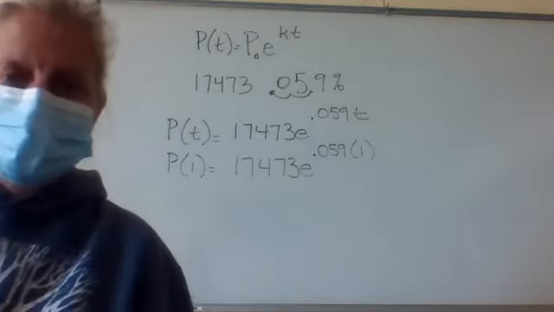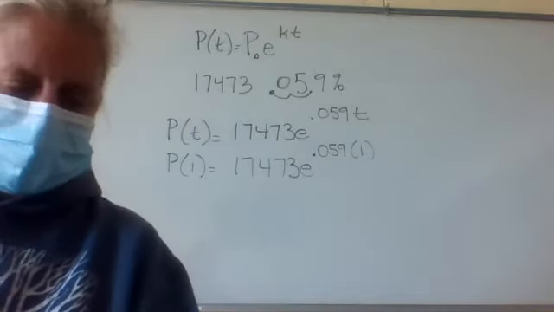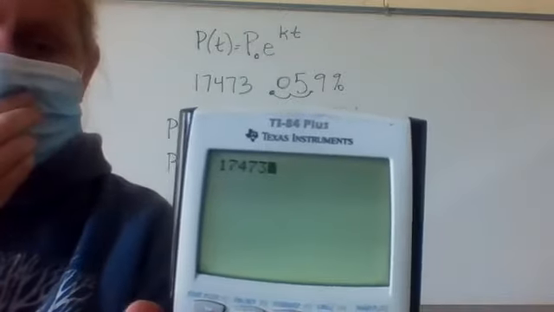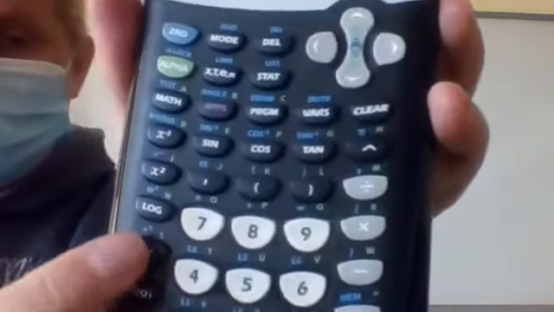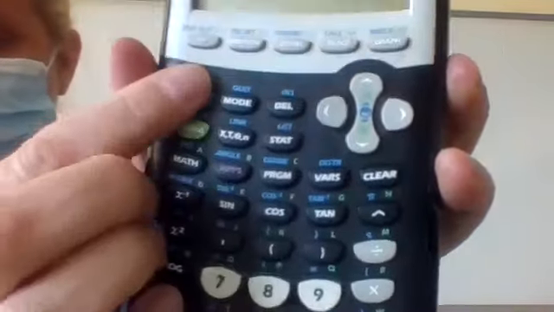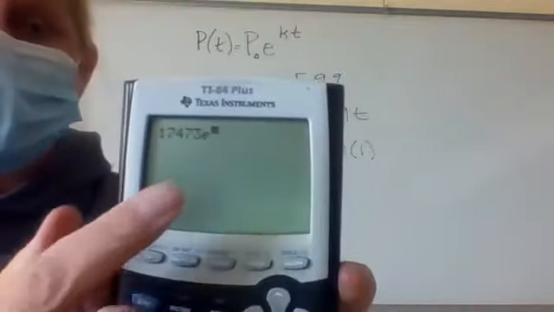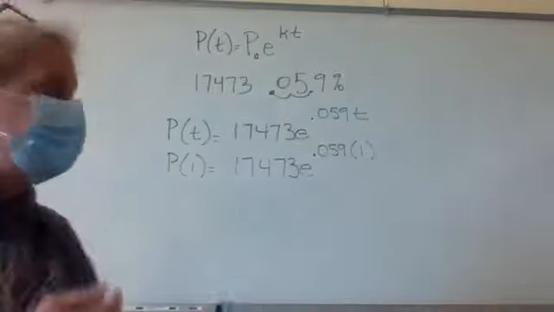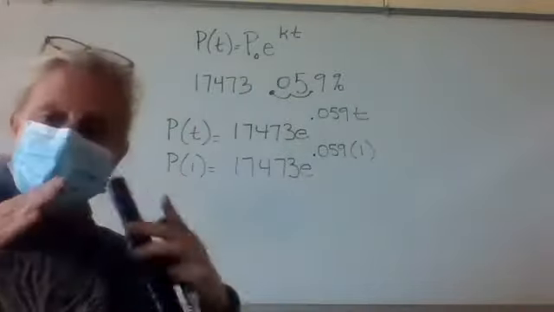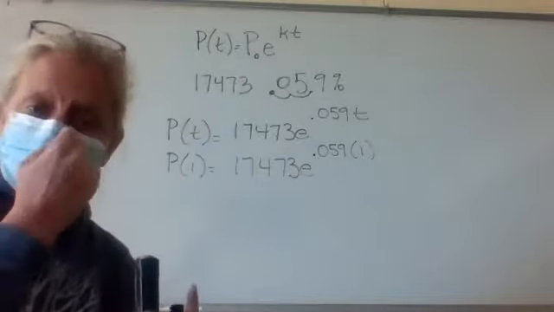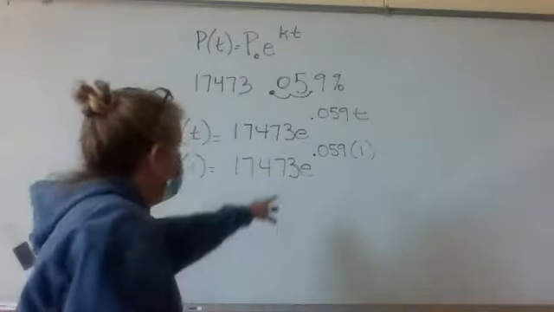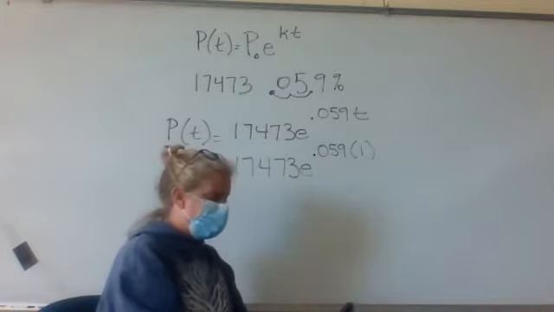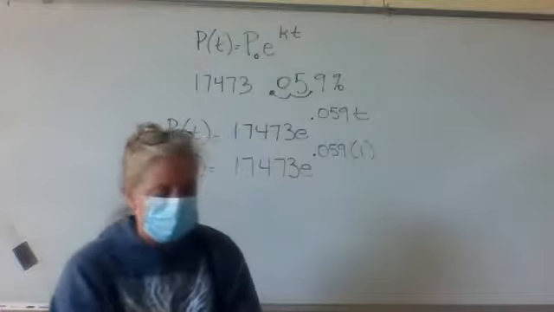Type that in your calculator, exactly how you see it. So 17,473. Now remember where your E is. It's right above the LN. So I need to hit second LN. So there's your E. If you have the TI-84, it already puts you up into the exponent. If you've got an 83, you may need to push the up arrow to get up into the exponent. But this is exactly what you type in the exponent. 0.059, open parenthesis, 1, close.